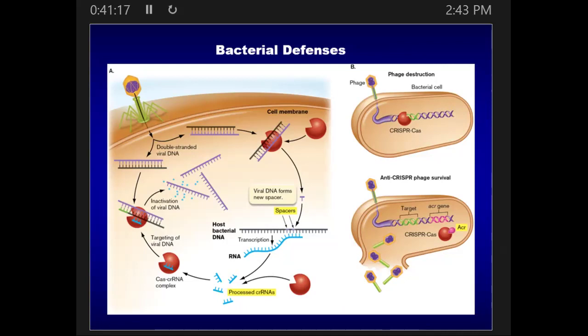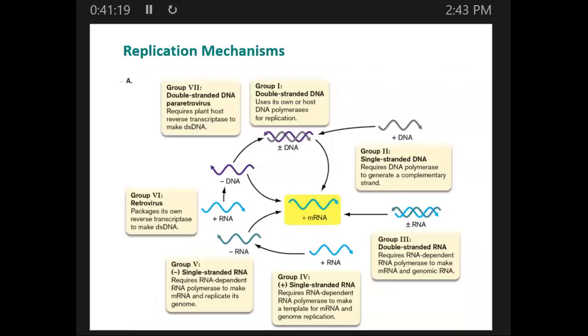Okay, so now, if the viral particle can attach and penetrate all or part of itself into the host, then the next step is synthesis, where it needs to make more of itself. So this is an overview of how the different groups of viral particles do that.